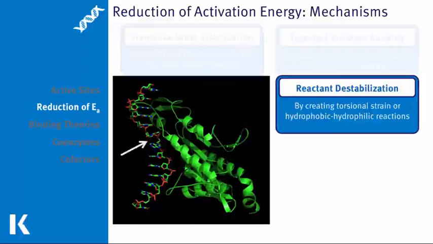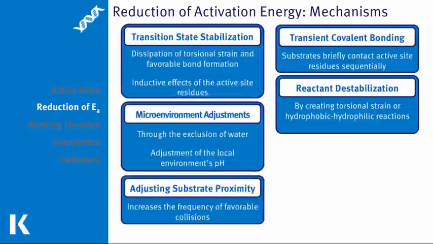The fifth and final mechanism for lowering activation energy to worry about is reactant destabilization. This mechanism basically just works by making the reactants uncomfortable through torsional strain, making the reaction favorable, or by introducing a hydrophobic-hydrophilic interaction that makes the reaction favorable because the molecules are in the wrong hydrophobic state. These 5 methods of reducing the activation energy all help the enzyme accomplish its job of lowering activation energy.